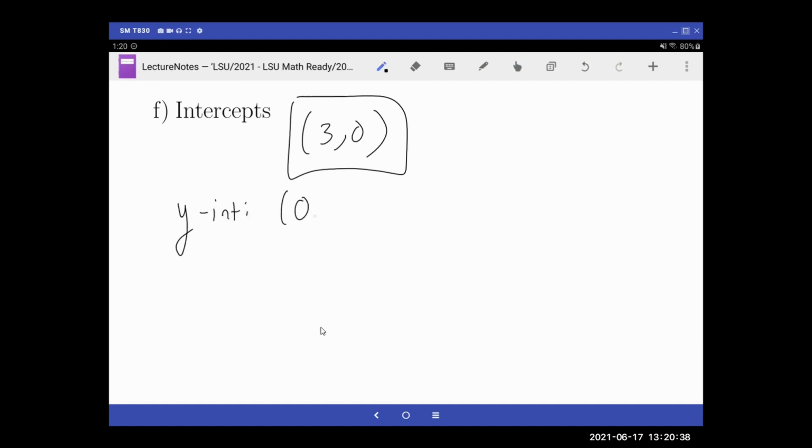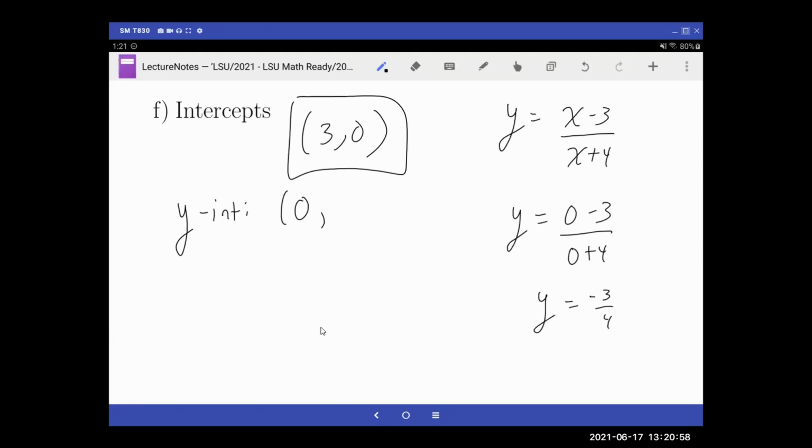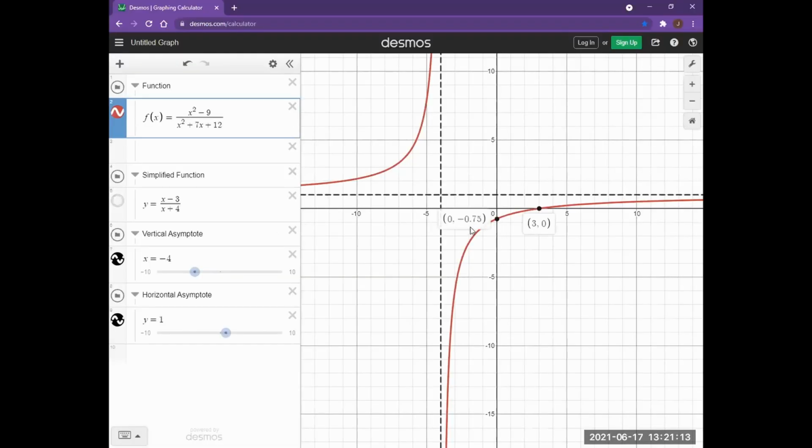The y-intercept, however, you find by making x 0. So I'll plug in 0 for x. That's going to give me -3 over 4, or -0.75. And again, we can see that on the graph. -0.75.